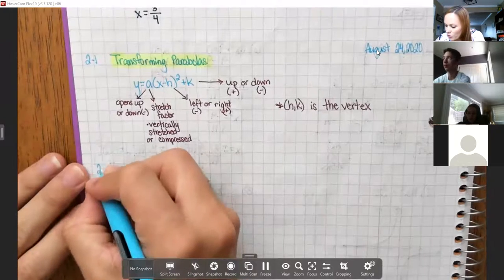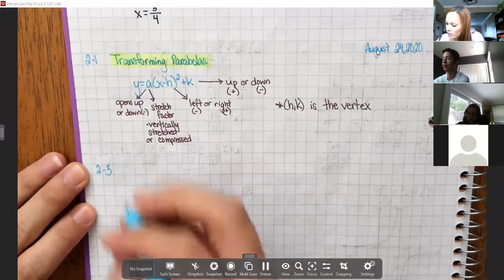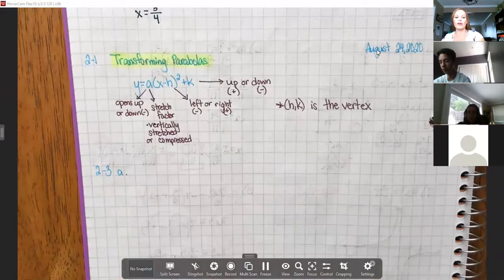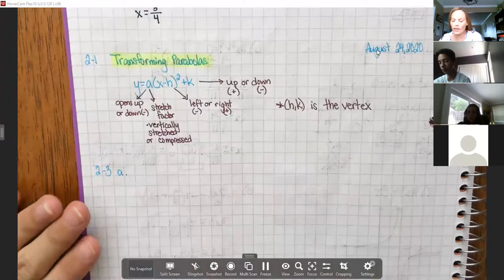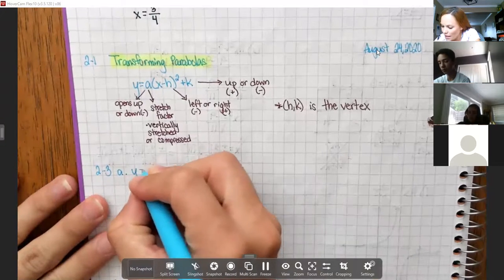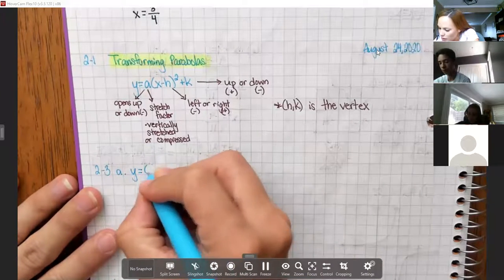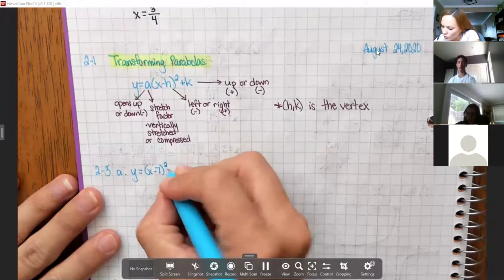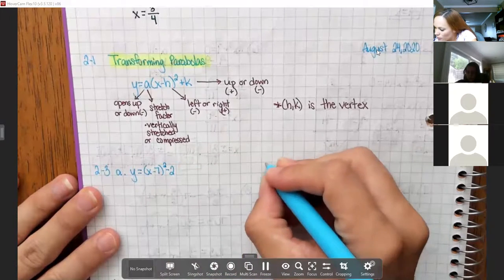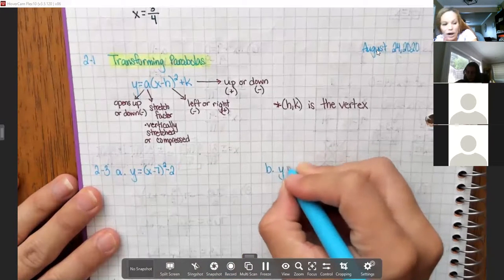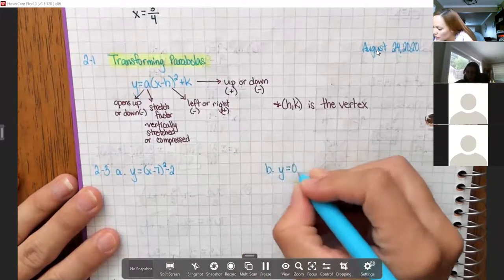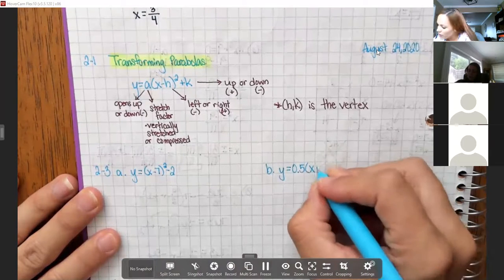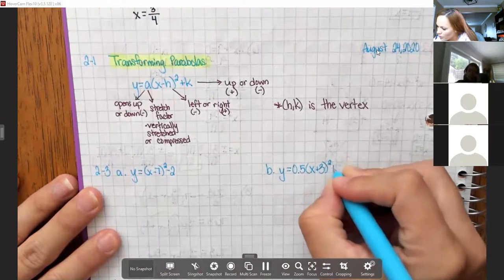So for problem 2-3, you're just sketching these parabolas with no graphing calculator, no Desmos or anything. So A is y equals x minus 7 squared minus 2. And B is y equals 0.5 times x plus 3 squared plus 1.